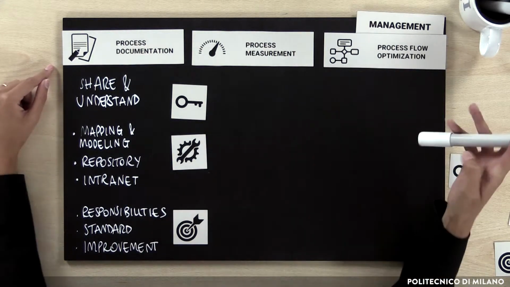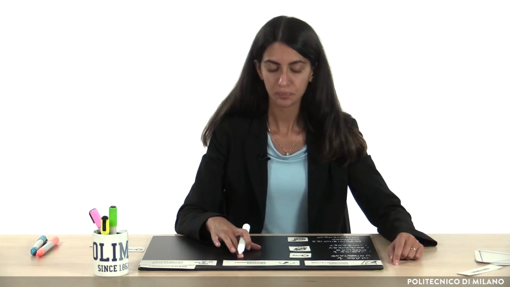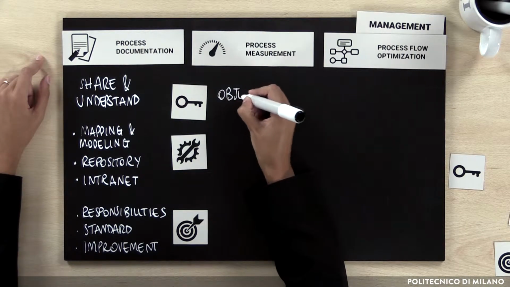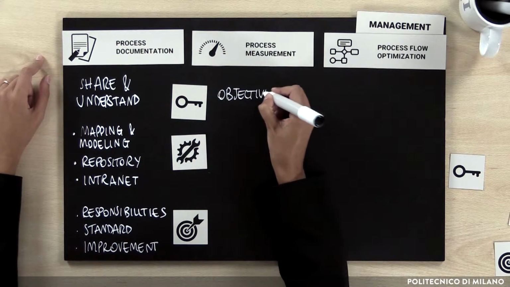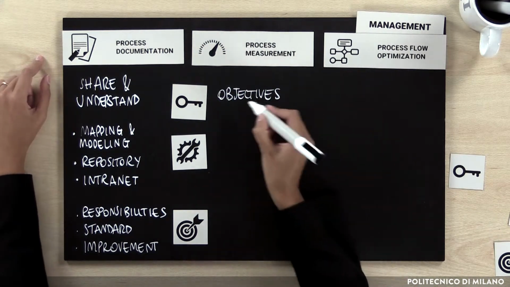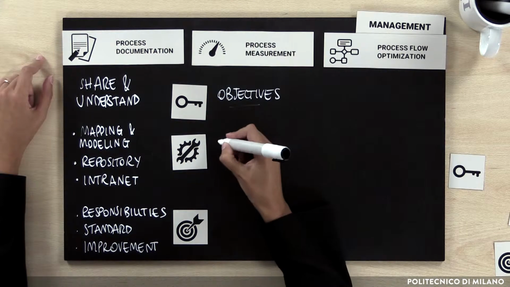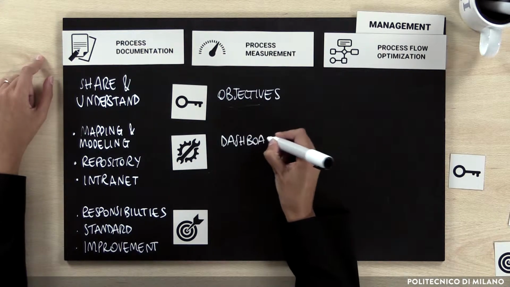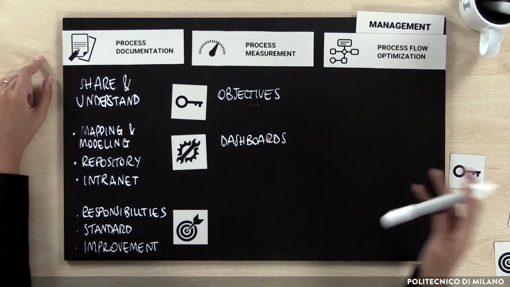The second management principle is process measurement. The key point of this principle is the definition of the objectives of the process in order to identify key performance indicators and so measure the process to be able to manage it properly. Which are the levers to put in place in order to do so? We can use dashboards of indicators that measure the key performances of the process.